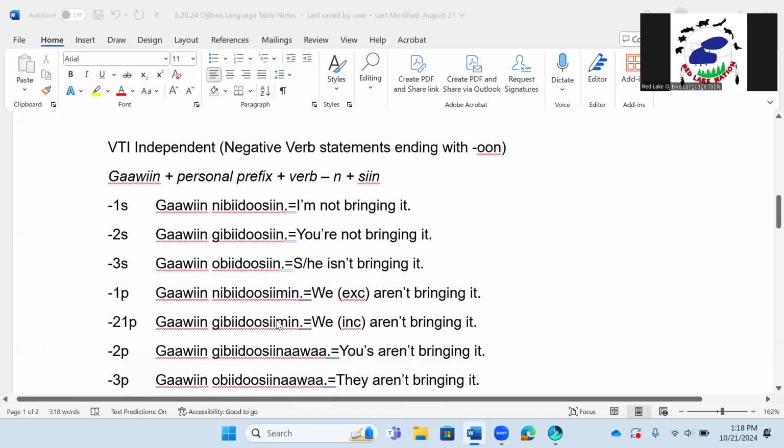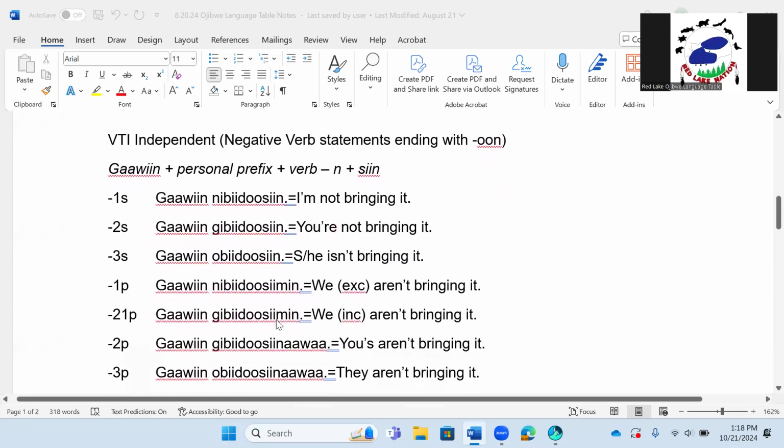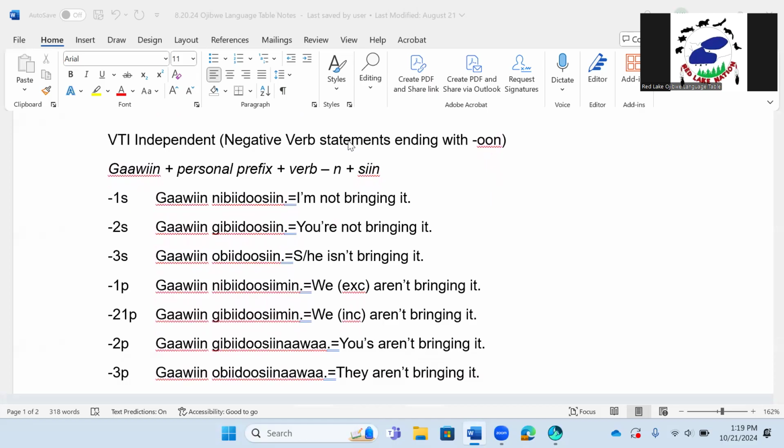I feel like I'm missing something here, but it goes right into negative verb statements ending with un. I thought we had something positive there, but maybe not. Let's just go right down the list. Gawin plus your personal prefix, which is either going to be ni, gi, or o, and then whatever the ending is, plus your verb. You're going to minus the n and then add sin. I know that seems like a lot, but you're going to see it in our examples coming up.